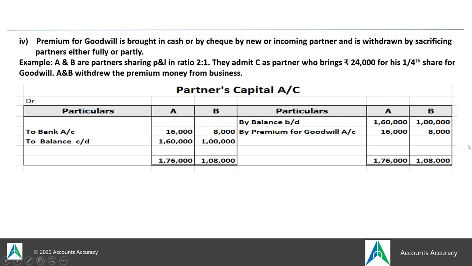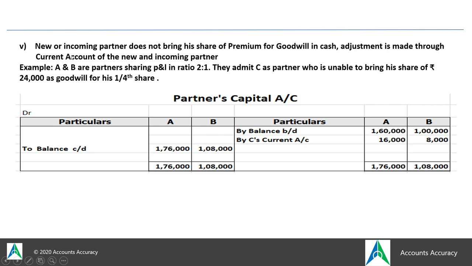The entire money has been withdrawn by the old partners, so that will be debited to their account, because they have withdrawn the entire amount of goodwill, that is 16,000 and 8,000. On the credit side, it will be reflected as premium for goodwill, and the same value will be reflected on the debit side to bank account, 16,000 and 8,000 in the old partners' capital accounts.